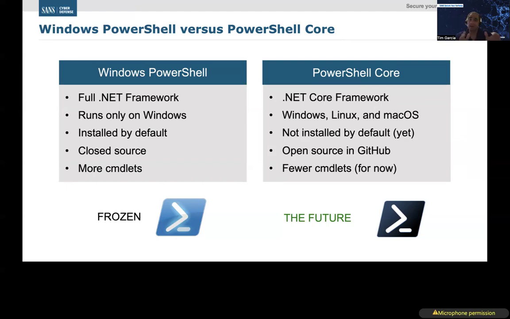PowerShell Core is the .NET Core framework. It runs on Windows, Linux, and Mac OS. And even though it's not installed by default, it is relatively easy to install on Windows and in Linux and in Mac. I've done it on all three platforms, and it is very, very easy to install. It is available for download on GitHub. And for now, it has fewer commandlets. It's not as feature rich and robust as Windows PowerShell.